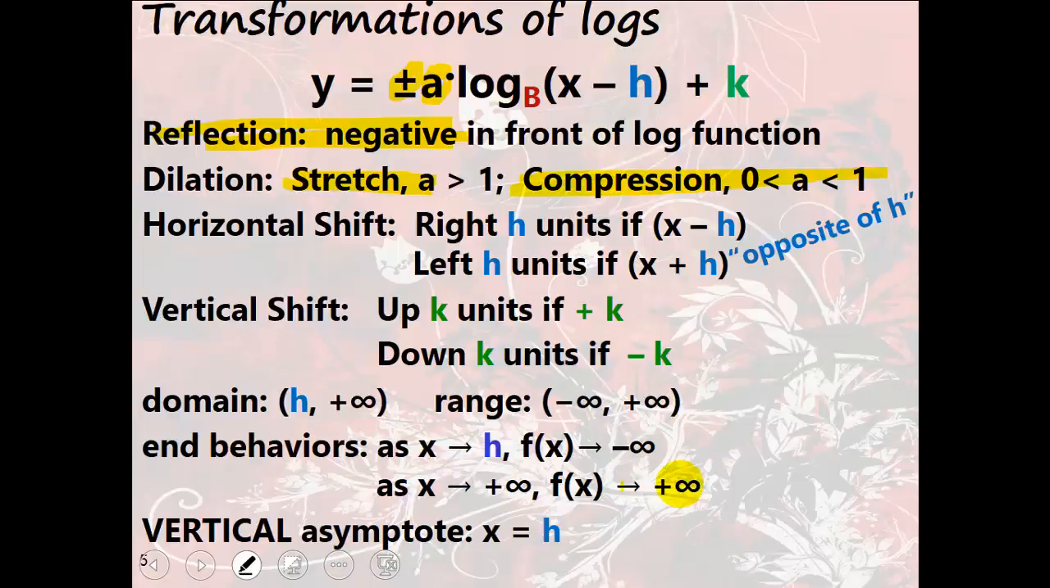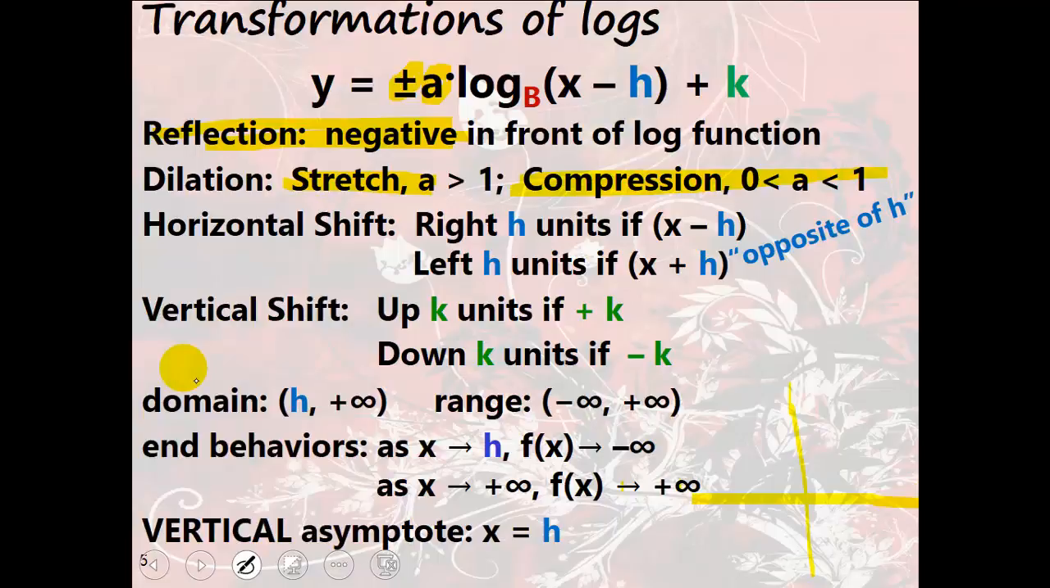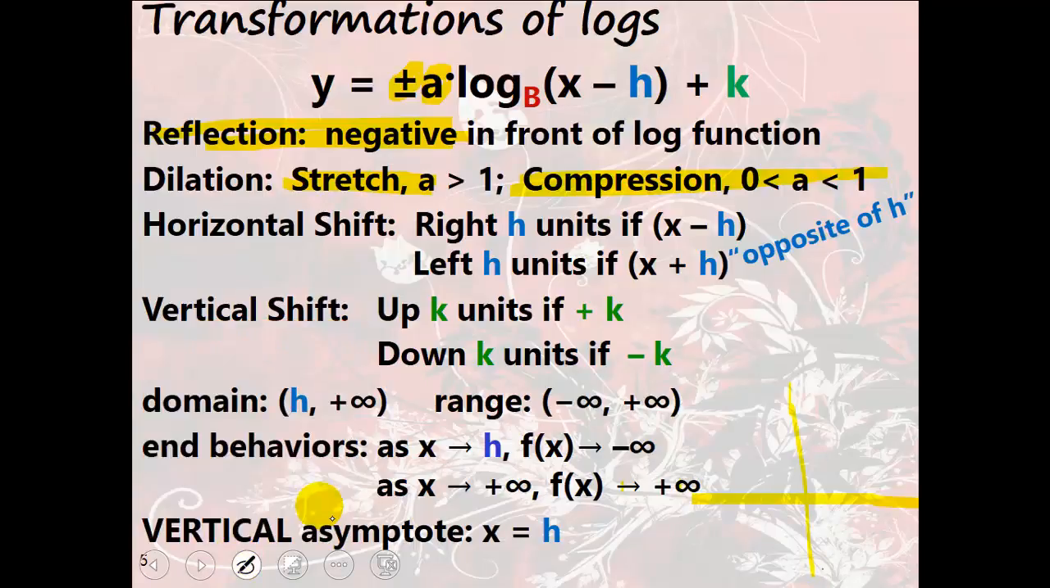All right, vertical asymptote. So instead of approaching a horizontal line, our graph is now going to approach a vertical line, and that's going to be a vertical asymptote. It's going to be whatever h is. If h is 0, then the vertical asymptote is 0. If h is -4, then it's going to be a vertical asymptote of -4.